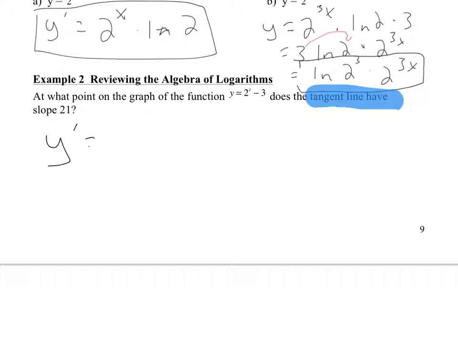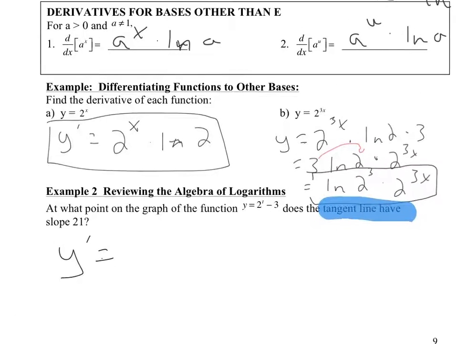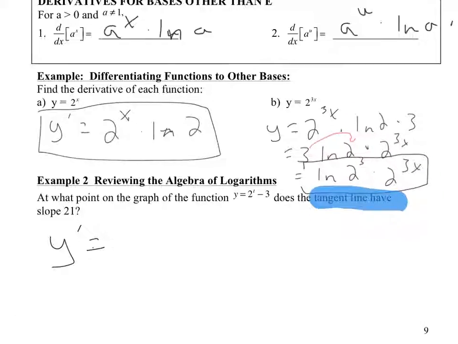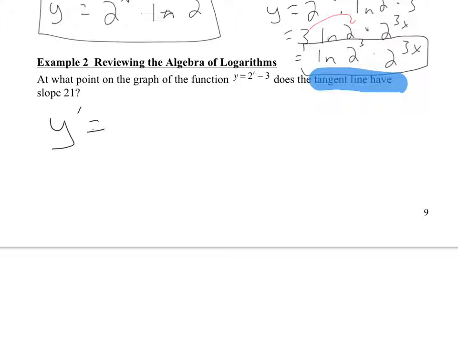Y prime, and now I get to apply one of these lovely rules, the one that I just learned about, to 2 to the t. So let's see what it's going to lead me to here. This first part is going to be 2 to the t times the natural log of 2. And then of course the minus 3 drops out. So I'm looking for when this particular function, oops, sorry about that, folks.